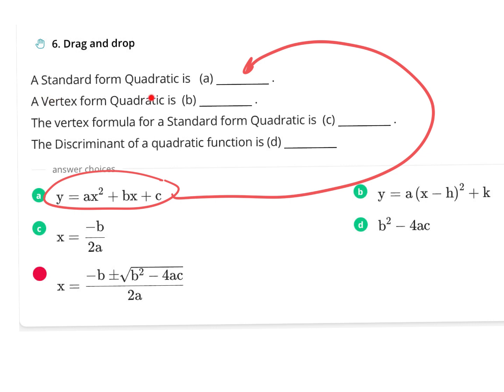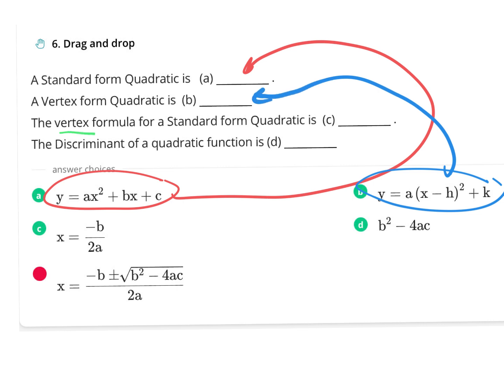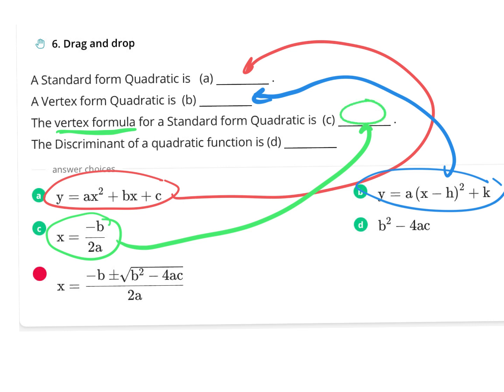And then it says a vertex form quadratic. I hope we remember that a vertex form is this one right here, where your h and k are your vertex. So option B goes right there. And then it says the vertex formula, that's x equals negative b over 2 times a. That goes right there. And then the discriminant, I hope everybody remembers that the discriminant is the value inside the square root, which is b squared minus 4ac, which goes right there, okay?